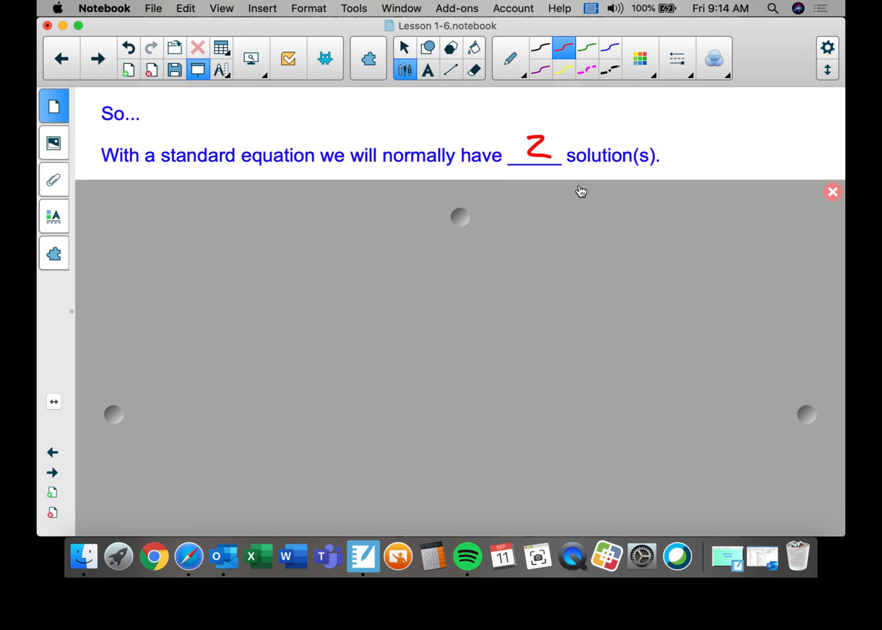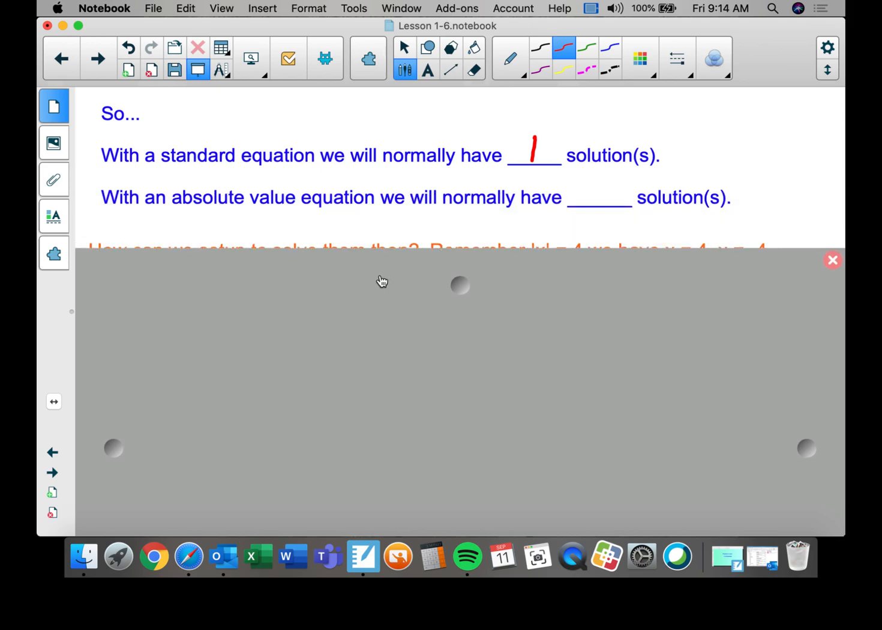Oop, hang on. Standard equation. Didn't read my own part. In a standard equation, what I'm referring to is not an absolute value. A standard equation is just an algebraic equation. Most of the time, you would have one solution to that. But then if we take a look at an absolute value equation, we will usually end up with two solutions, like we just did on that previous problem.